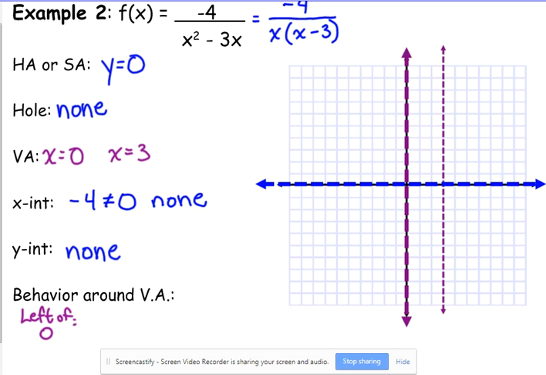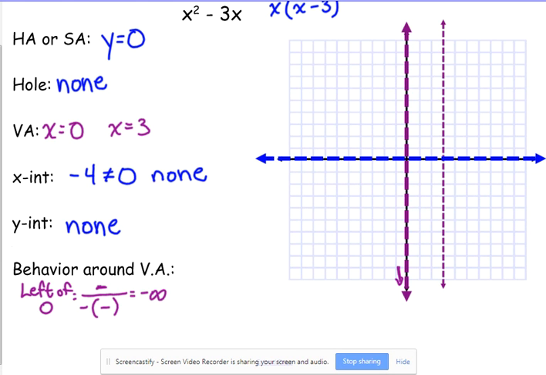So let's plug in, what, -0.5? So we've got a negative on the top always over a negative times a negative. If we plug in -0.5, x is negative, x minus 3 is negative. So if we've got 3 negatives, what's the result? Negative. Okay, so to the left of 0, we're going to negative infinity.